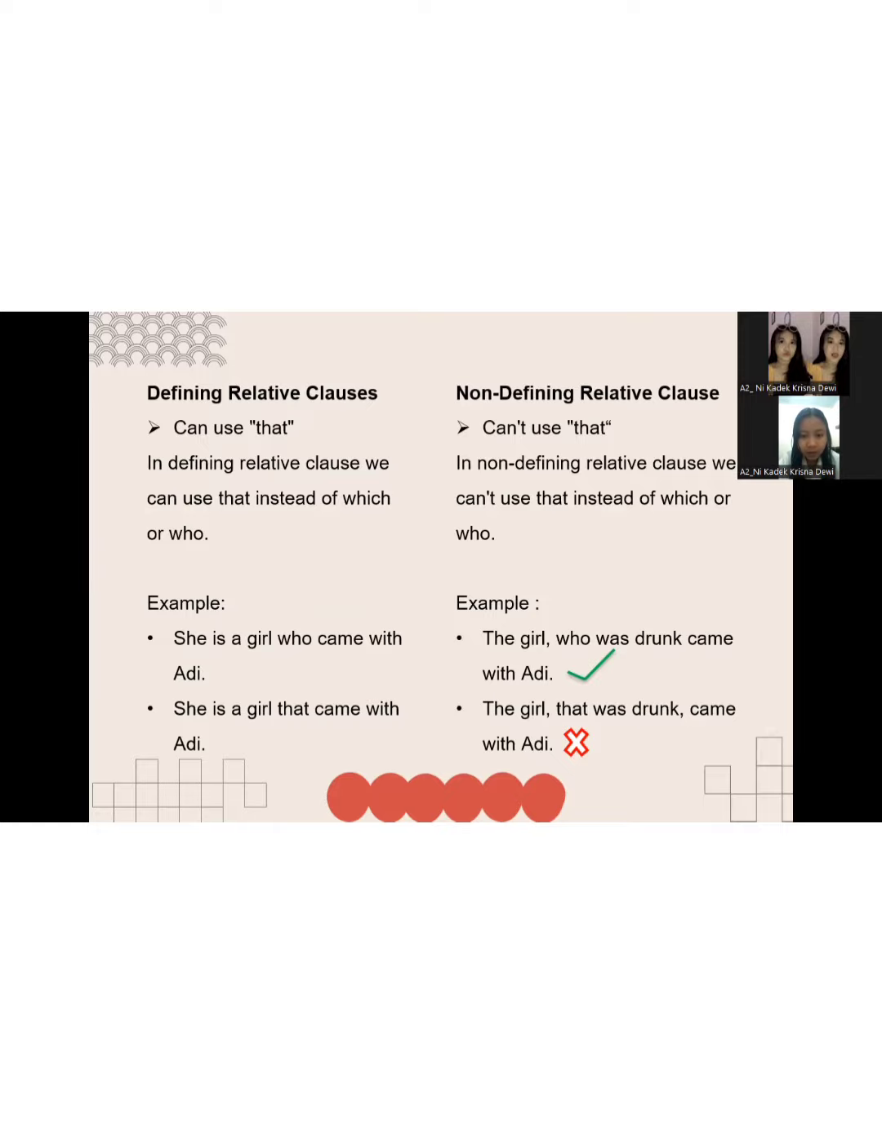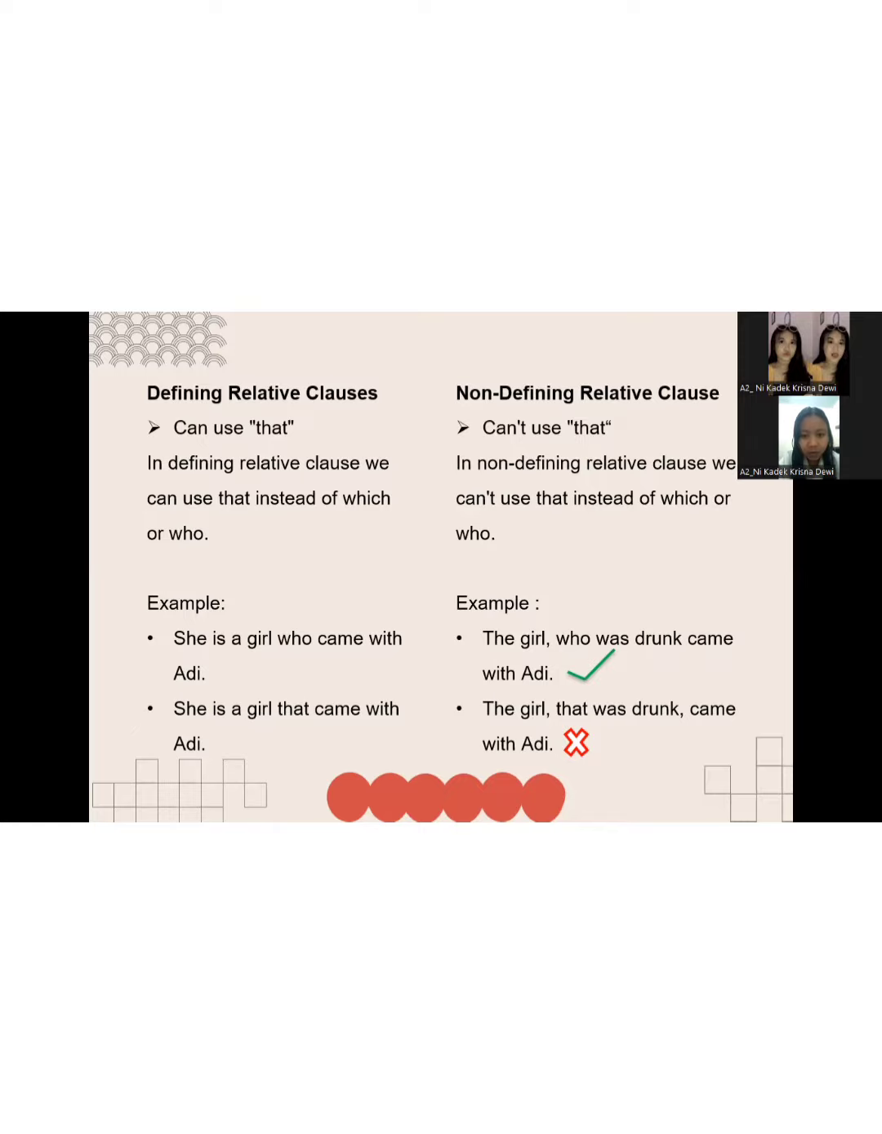Defining relative clause can use that. In defining relative clause, we can use that instead of which or who. For the example, number one is she is a girl who came with Adi. Number two is she is a girl that came with Adi.